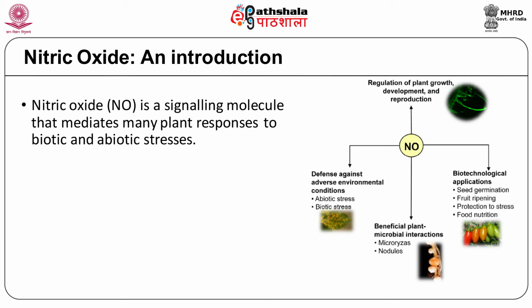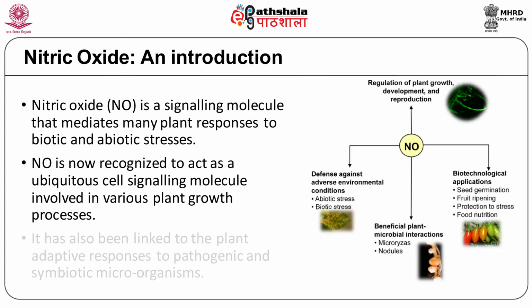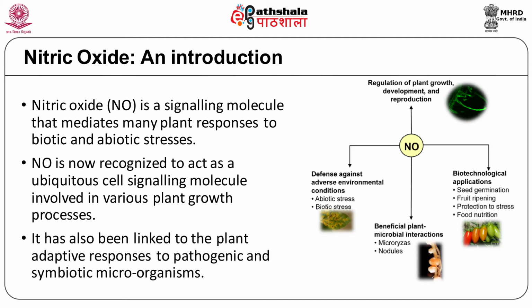Nitric oxide has a dual function in both regulating growth and development and also mediating plant responses to diverse biotic and abiotic environmental signals. Nitric oxide is now recognized to act as a ubiquitous cell signaling molecule involved in various processes such as root growth, iron uptake and its sequestration, flowering, pollen tube growth, stomatal closure, or hormonal signaling. It has also been linked to the plant adaptive responses to pathogenic and symbiotic microorganisms.